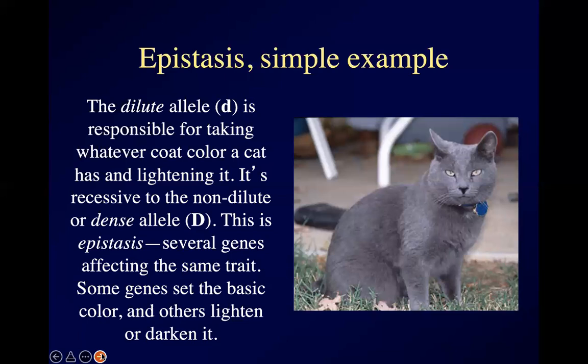And if a cat has two copies of that dilute allele, then whatever the cat's base color is, black, brown, it doesn't matter, that color is going to be lightened a notch, and you're going to end up in this case with a gray cat. There's no gene for gray fur in a cat. This cat is showing black fur, but that black fur is modified by alleles of a different gene that cause whatever the base color is to be diluted. And we call that epistasis, several genes affecting the same trait.